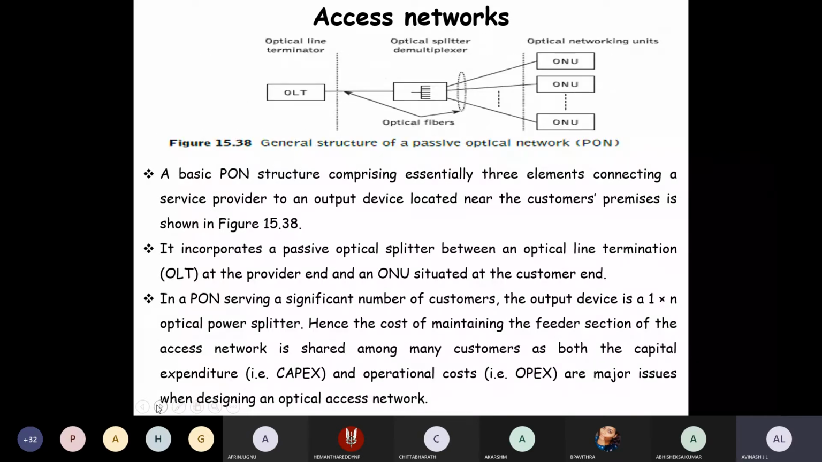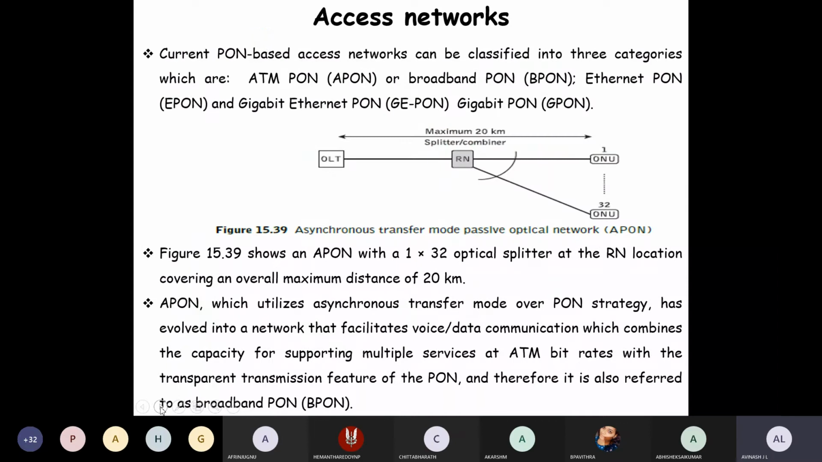So the general structure of a passive optical network will be like this. There will be an optical line terminator, and then an optical splitter or demultiplexer, and then you can see the optical network units, the ONUs, which are connected. And then the asynchronous transfer mode passive optical network is APON. So there is the OLT. OLT means what? Optical line terminator.